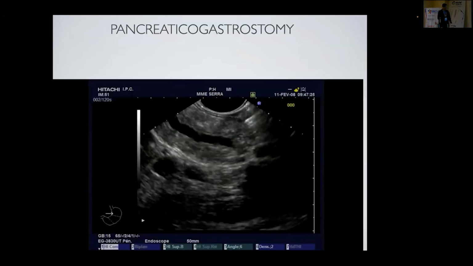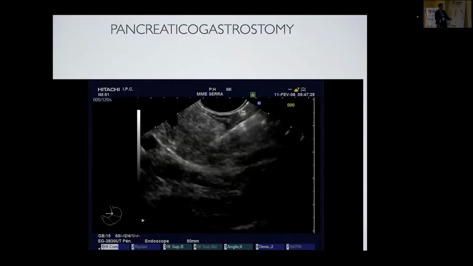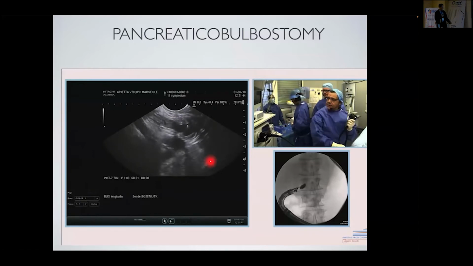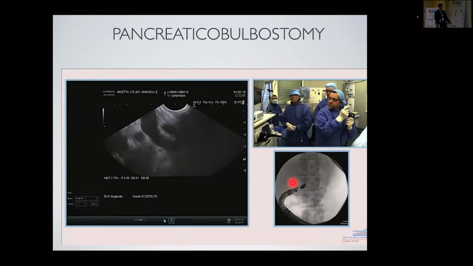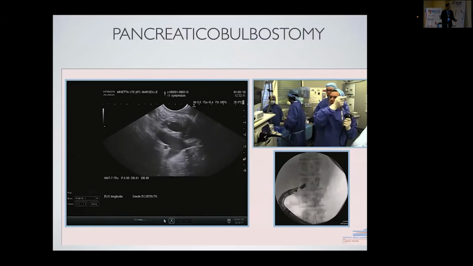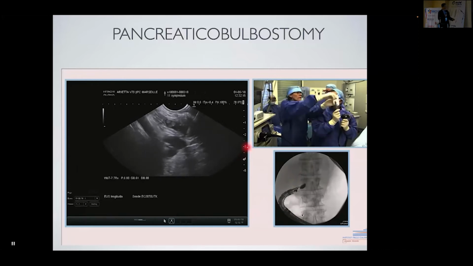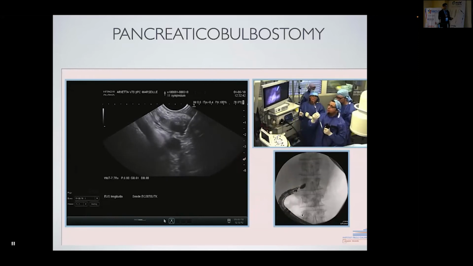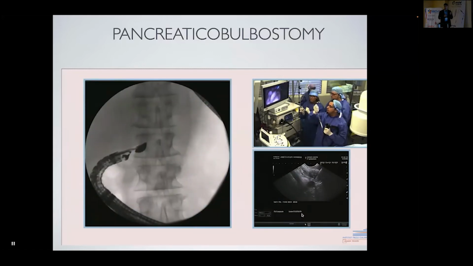We will cross this one, but it's another puncture, but we have no time to see all the video. That is another video, and you see the placement of the scope. It's like cholecystectomy. We are in the bulbus, so it's a pancreatico-bulbostomy. The principle is the same. You puncture the pancreatic duct, but your scope cannot move. So once you are in the pancreatic duct, there's no failure.